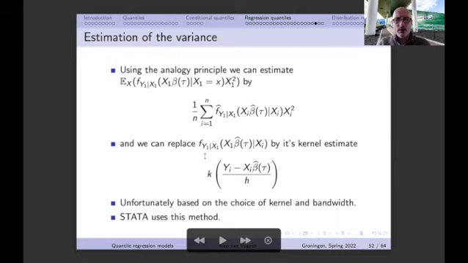But the main question then arises, how are we going to estimate that thing there? We can estimate that by a so-called kernel estimator. We have here a kernel function, and then what we're going to do is simply evaluate that in this term over here, where, of course, this is going to be the bandwidth of our kernel function. This, unfortunately, is based on the choice of the kernel and the bandwidth, but we cannot do too much about it, and take into account that standard statistical packages actually use this method.